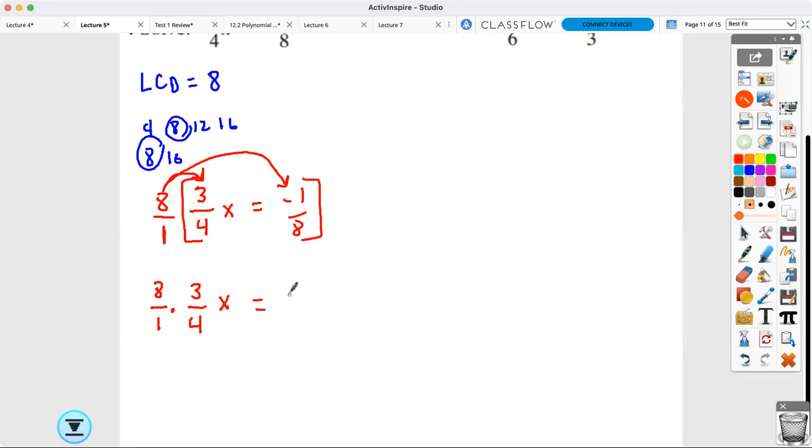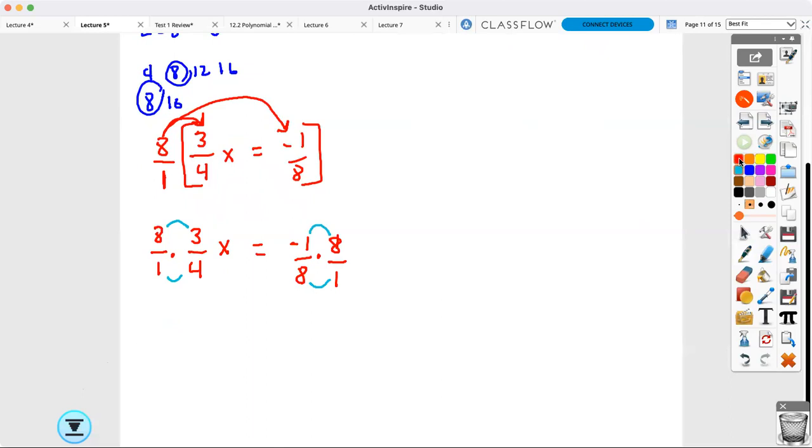Then I'm going to do -1/8 times 8/1. Now we're multiplying fractions, guys. So when we multiply fractions, it's going to be the top with the top, bottom with the bottom, top with the top, bottom with the bottom. So we're gonna go ahead and simplify that.